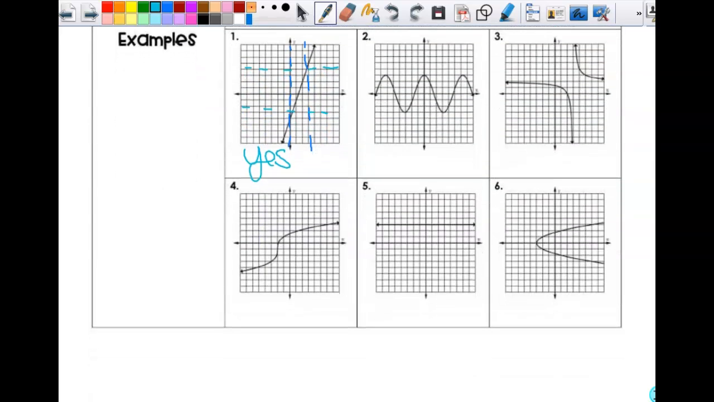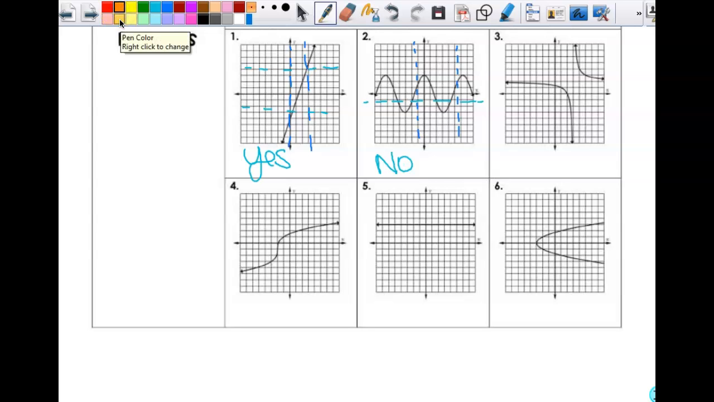Is number 2 a function? Does it pass the vertical line test? Yes. Okay. Will it pass the horizontal line test? No. So it's a function, but its inverse won't be a function. So this is a no. It's not a one-to-one function.